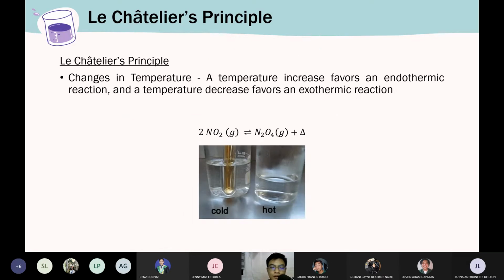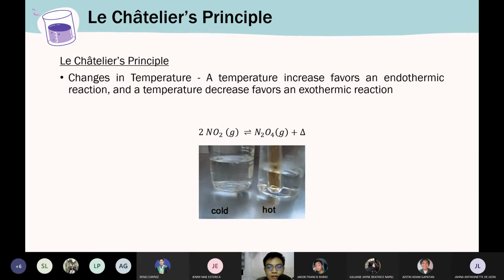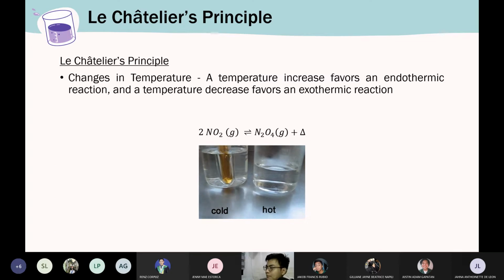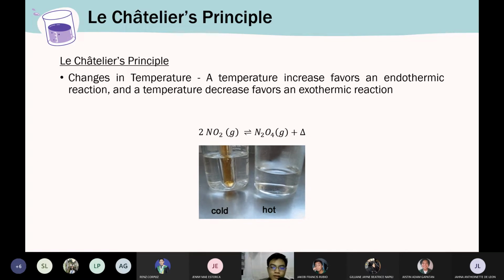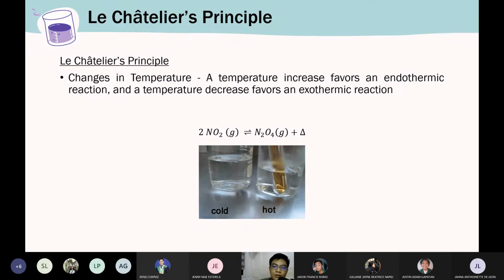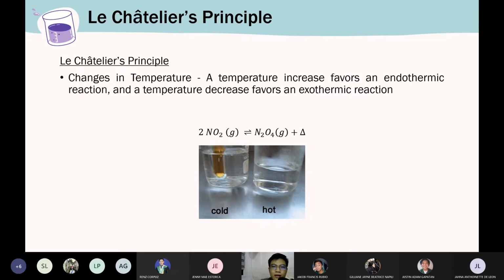The next one is the change in temperature. This one is a bit complicated, because there are two types of reactions: endothermic and exothermic. Endo means towards the system, exo means outwards from the system. So endo is going in, exo is going out. That's why we have endocytosis, right? Is there exocytosis? Not sure.